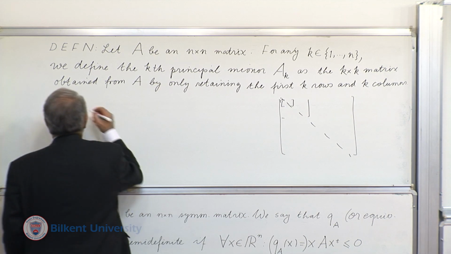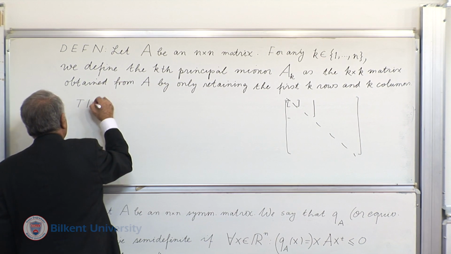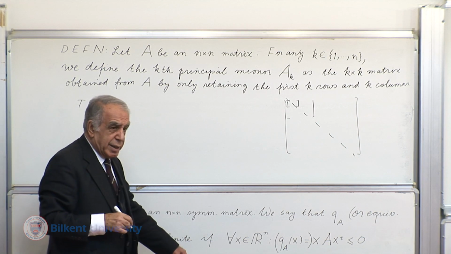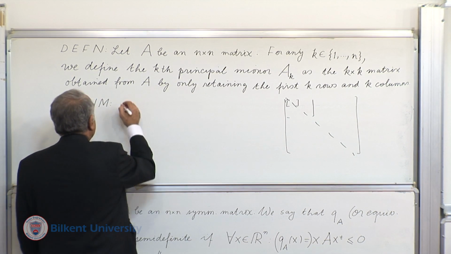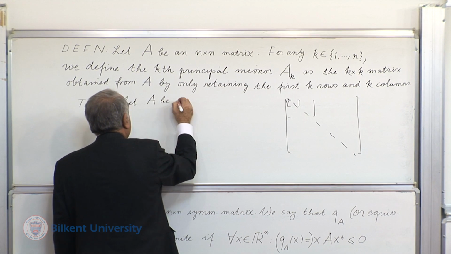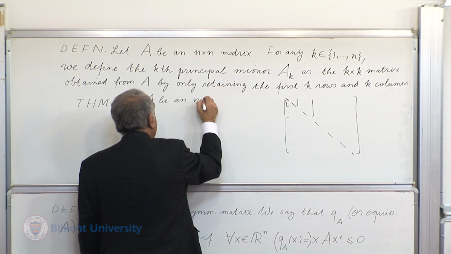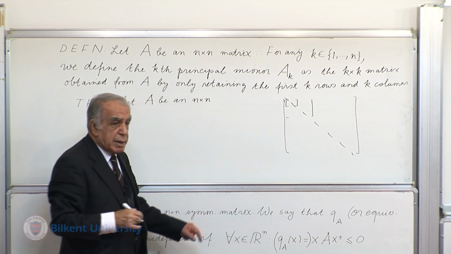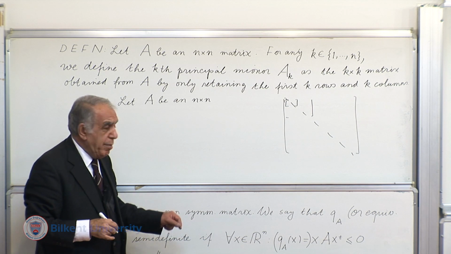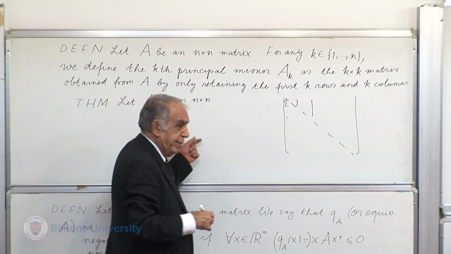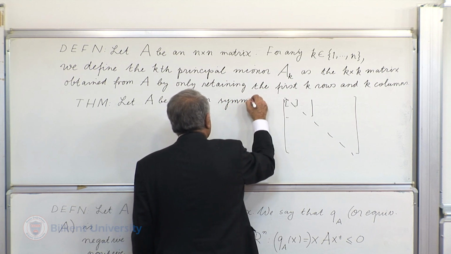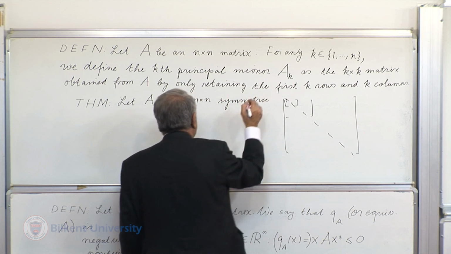Now, we have our theorem, which is the generalization of this. Let A be an n by n matrix. This time, since we'll talk about positive and negative definiteness of the matrix, it should be an n by n symmetric matrix.